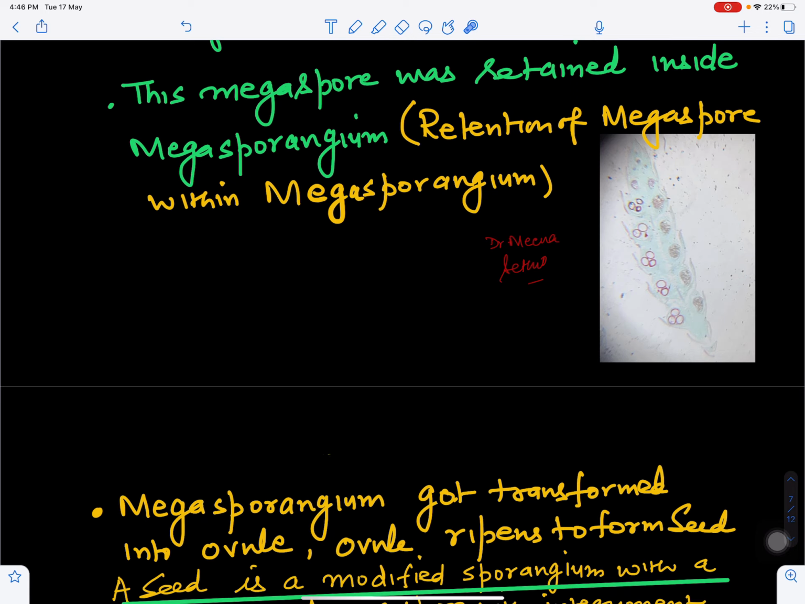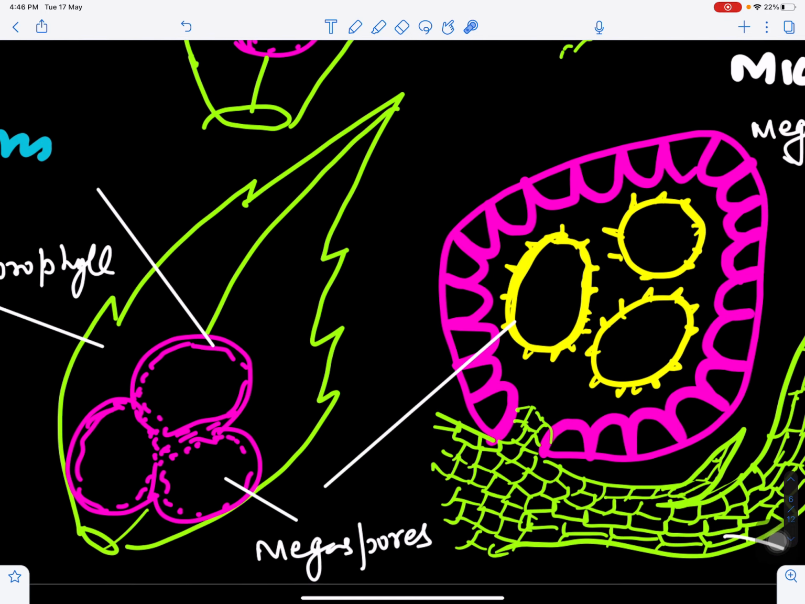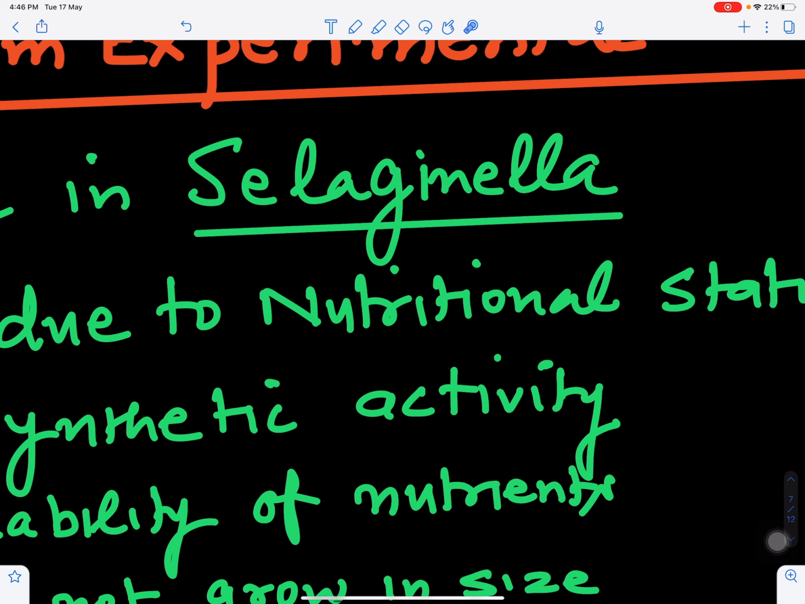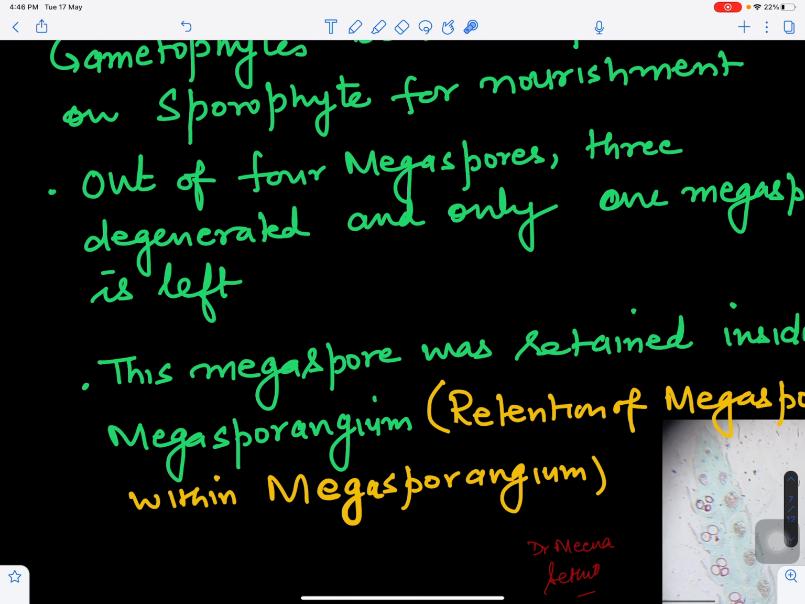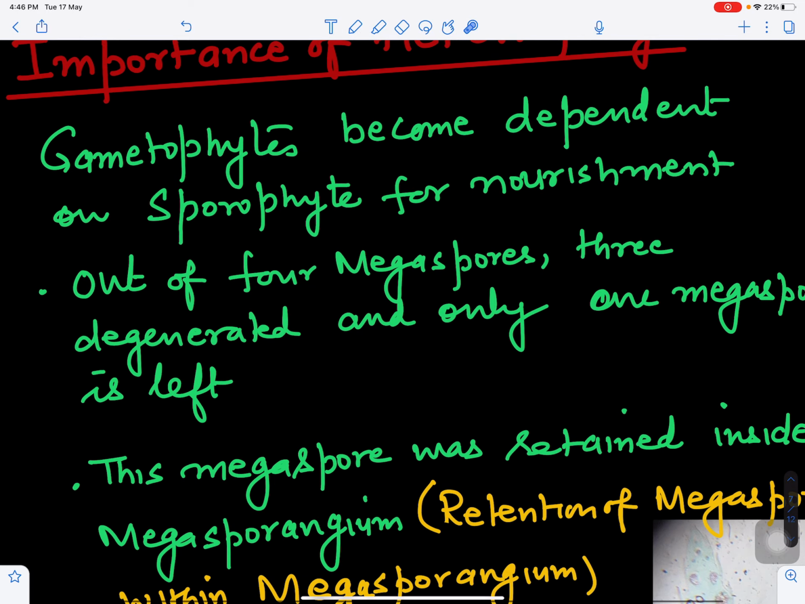अगर हम यहाँ देखते हैं ये डायग्राम में, तो हम देखते हैं कि ये मेगास्पोर्स हैं, लेकिन उनका यहाँ पर ऐसे कोई फ्यूजन नहीं है, ऑर्गेनिक कनेक्शन नहीं है. तो ये ऐसे कैविटी में पड़े हुए हैं. They are not fused with the megasporangium. They are not organically connected with the megasporangium. They are not covered by integuments.